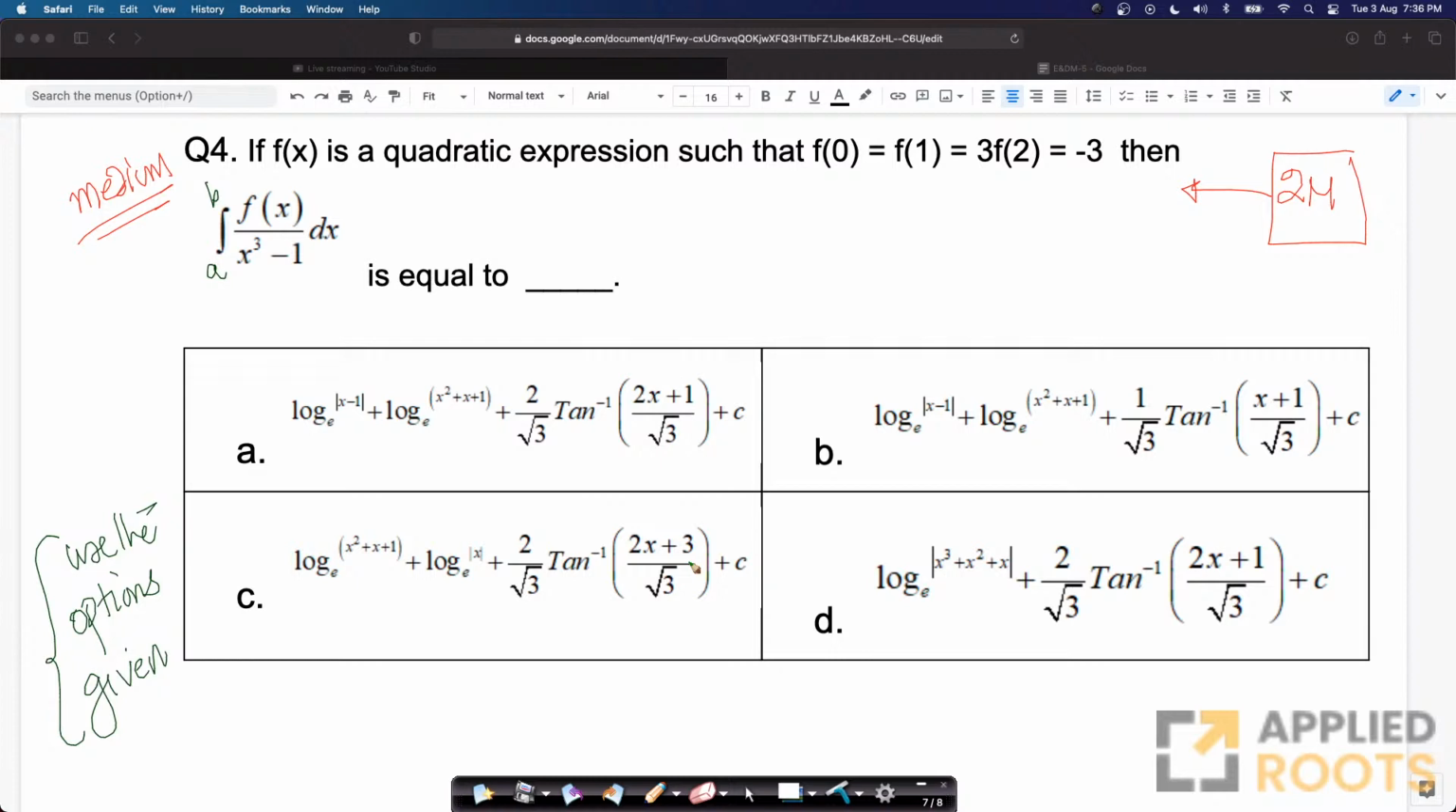This took me about 3 minutes to solve, if I'm not wrong, but I could only solve it in 3 minutes because I used these options. I used the solutions to direct me. Otherwise, it would have taken much longer. That's the advantage in an objective type paper.